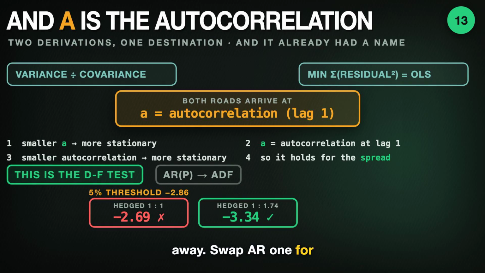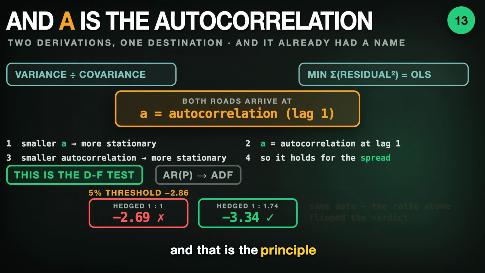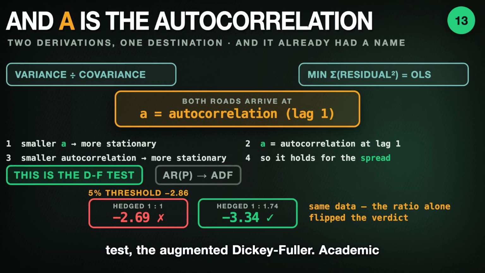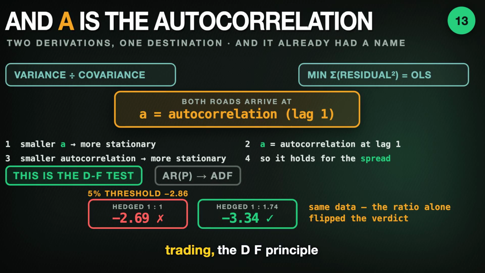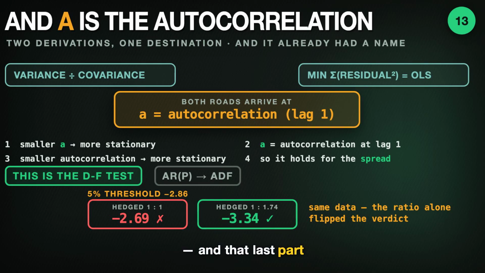Swap AR1 for a more general model, AR(p) or ARMA, and that is the principle of the ADF test, the augmented Dickey-Fuller. Academic work uses ADF to pin stationarity down rigorously. For the practical business of pairs trading, the DF principle you just learned is enough. And that last part is a practitioner's judgment, not a theorem.